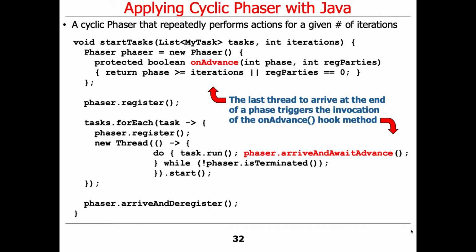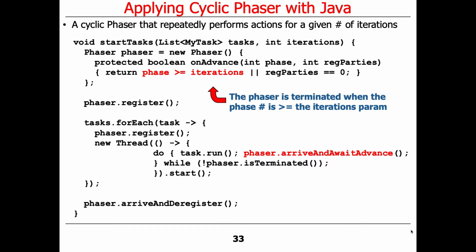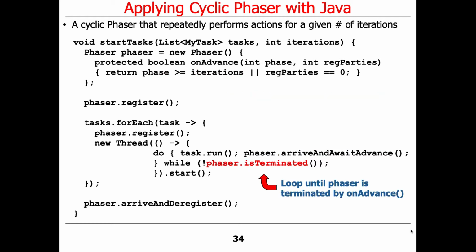What it'll do is check to see, is the phase number greater than or equal to the iterations? If so, the phaser becomes terminated. So it terminates when we've hit the mark. And we keep looping until the phaser is terminated by onAdvance. So when this thing is done, then isTerminated becomes true, and this loop will stop iterating. So we're going to keep checking every time through, are we done?